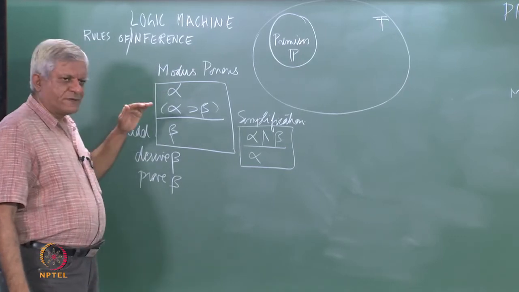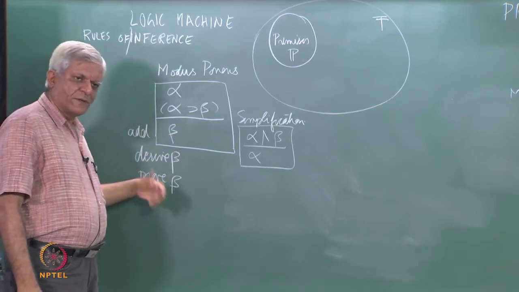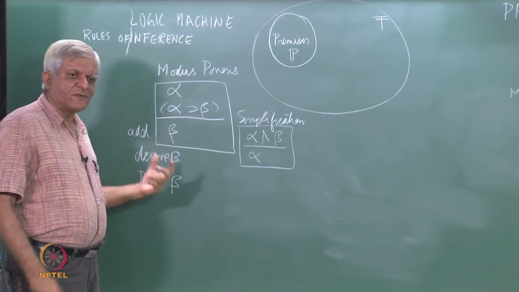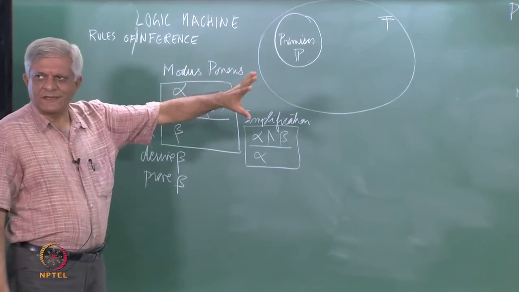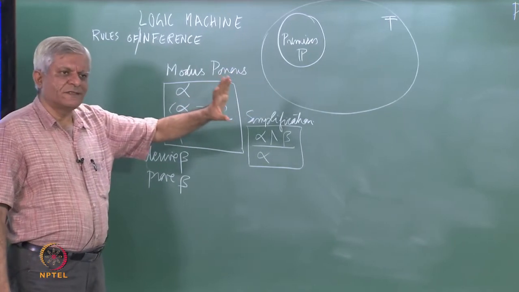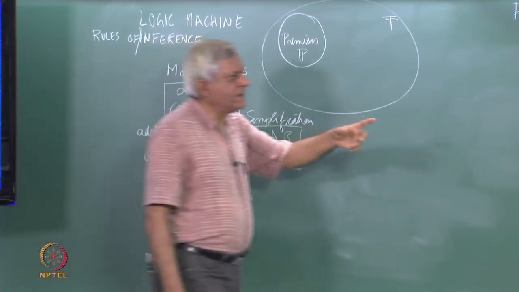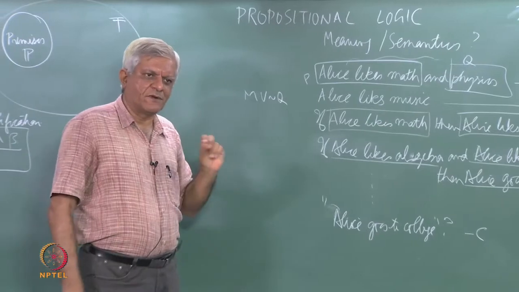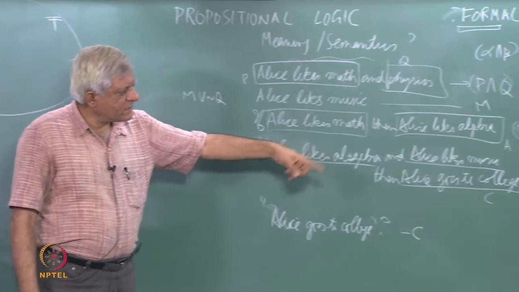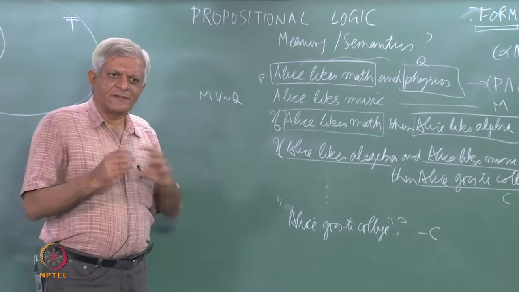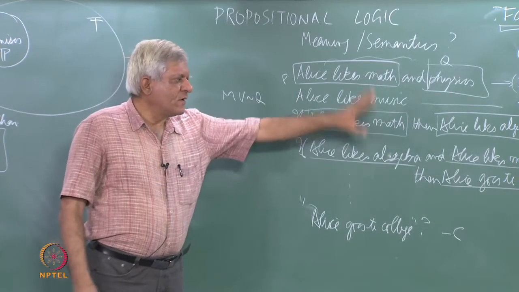So, if alpha is given to us and alpha implies beta is given to us, then we can derive beta, or we can prove that beta is true. The notion of a proof is distinct from the notion of truth. The notion of truth is based on the semantics of the operators that we have defined. What does and mean, what does or mean, what does implication mean, what does negation mean? When we say mean, we are talking about the truth table. How does and combine the truth values of its components to give you a new truth value? That is the meaning of those operators.